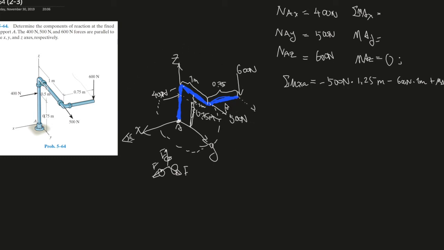So these are two clockwise direction, therefore we say it's negative. And since there are two negatives, then this must be a positive, right? To set them in equilibrium.